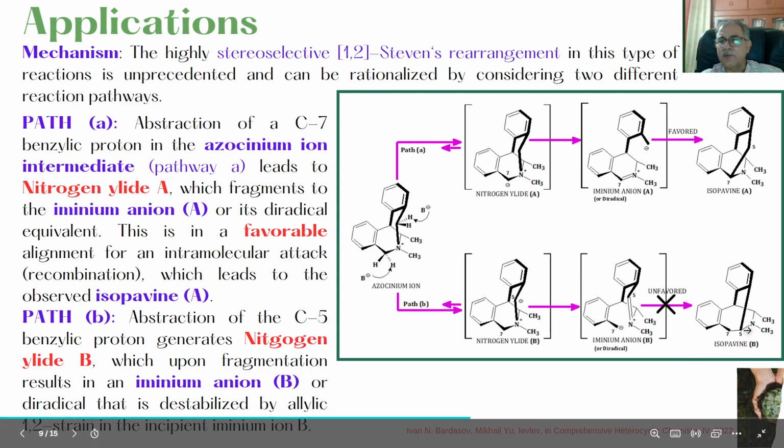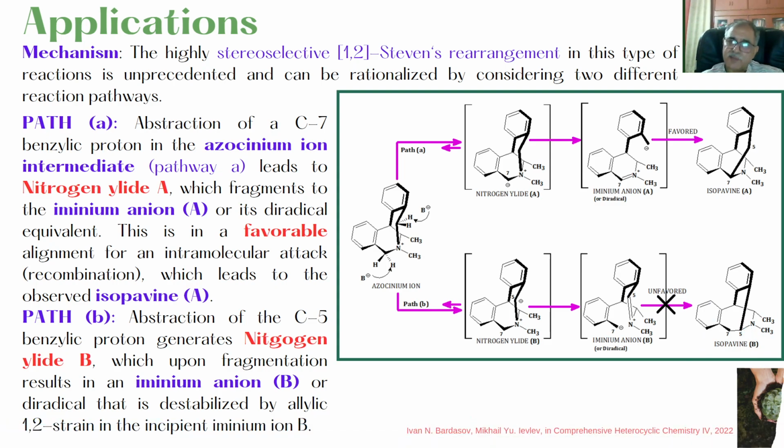Now this will be this type, but because of the steric hindrance of these bigger groups, this type of path is not true, and that is why we will get isopavines in these types of structures.